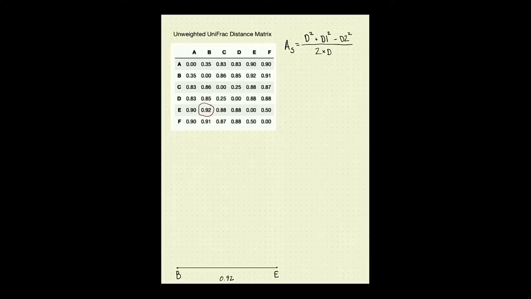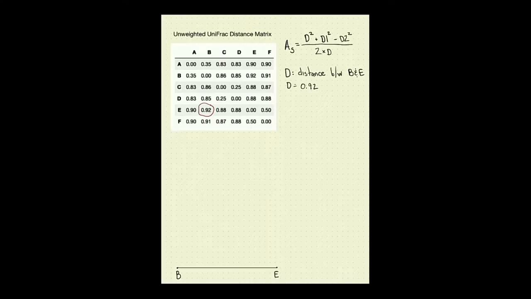So now, in this case, A_S is the location of some other sample on this current axis. D is the distance between the endpoints, and so that's not going to change. And so D is going to be the distance between B and E, and that of course is going to equal 0.92, and then D1 is going to be the distance between a current sample, something that we pick here, and the sample at zero on this axis, so that's going to be sample B. Actually, I'm just going to again change how I annotated this here.